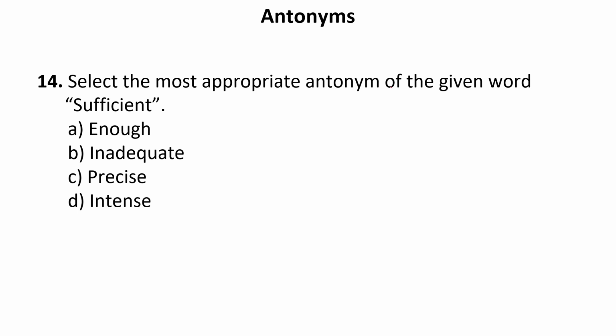Now let us see the next question. Select the most appropriate antonym of the given word, that is sufficient. Now sufficient means when something is adequate, or when something is in required quantity, or it is enough, that is known as sufficient. Now look at the options. The word enough can be the synonym of this particular word. It means the same. Now I told you that the synonym of sufficient can be adequate. If I add the prefix in before it, it becomes the opposite of itself. So inadequate will be the correct antonym of this word sufficient or adequate. So the answer is B, that is inadequate.